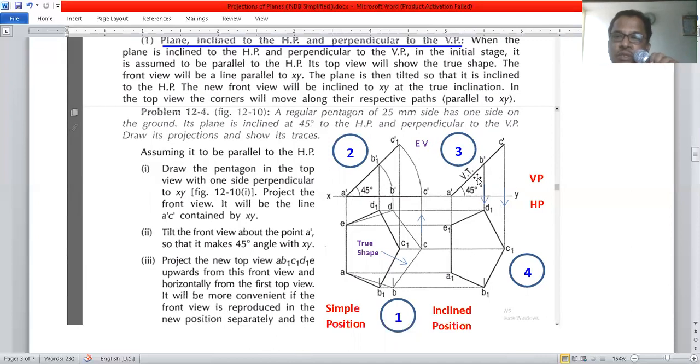Now in the final position, this is the inclined position actually. In the final position number 4, take the position from C dash like this, C. So C dash and C is C1, B dash and B is B1, A dash and A is A1. So this point is again E dash, E1, and this itself is again the B dash D dash point. So D dash and D is D1. So this is the final shape. This is the final position of this regular pentagon.